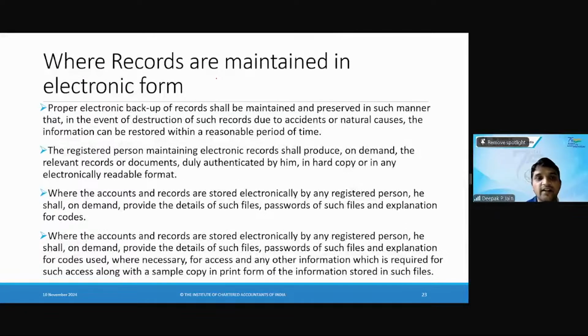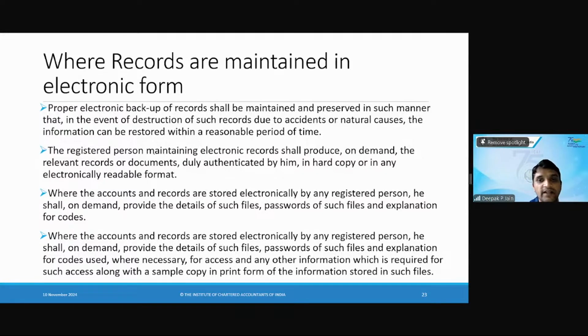Where records are maintained in electronic forms, they will be maintained and preserved in such manner so that अगर डिस्ट्रक्शन हो गया तो आप उसको रिस्टोर कर सकते हो. ये तो बेसिक है. विदाउट जीएसटी लॉ ऑल्सो बेसिक है कि आप जो भी अपने रिकॉर्ड्स मेंटेन करते हो, कल वो क्रैश हो गया तब आपको क्या करना पड़ेगा, आप किसी को रिकवर नहीं कर सकते हो, तो इसीलिए एक बैकअप आपको कहीं और रखना चाहिए. दैट इज व्हाट जीएसटी लॉ इज ऑल्सो सेइंग.